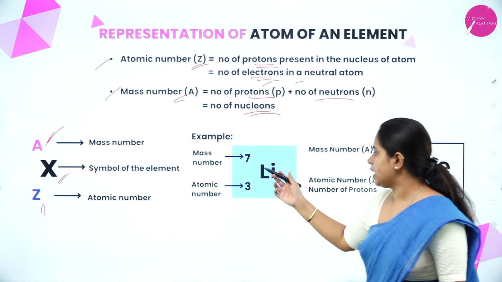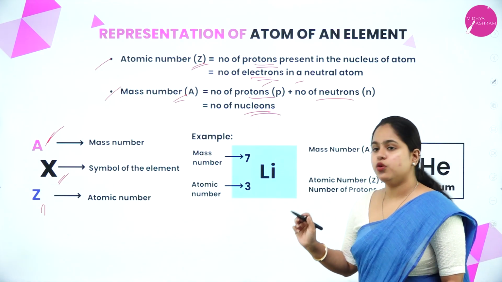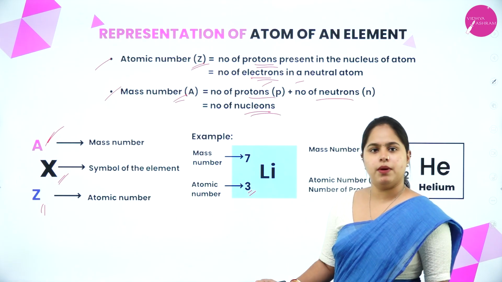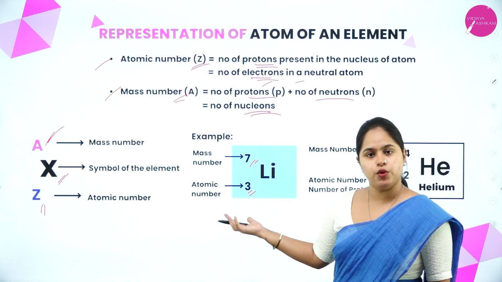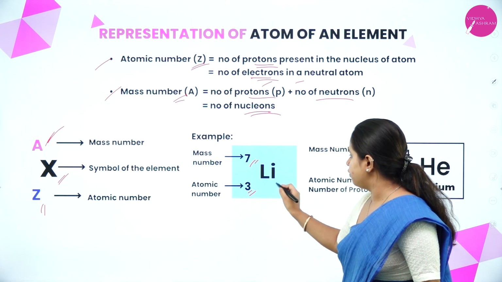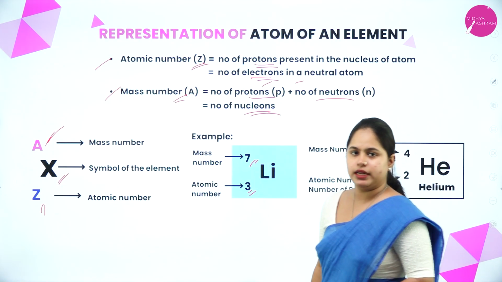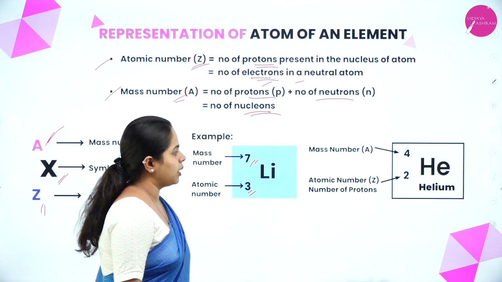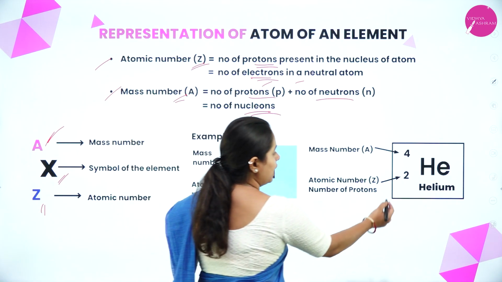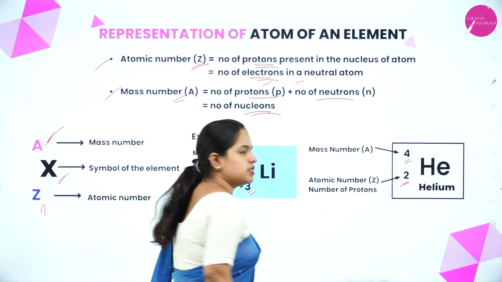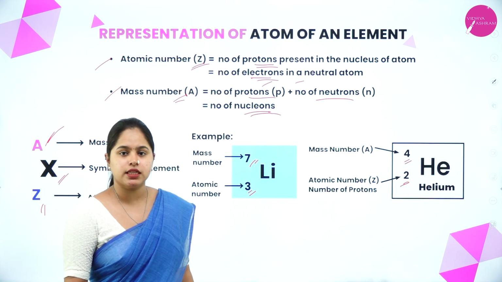Yes, clear. So we can take an example here. Lithium. You know that the atomic number of lithium is 3, right? And the mass number is 7. So this is how you represent this element. The symbol of lithium is Li, then you write the atomic number here and the mass number up here. You can also see the example of helium here. The atomic number of helium is 2 and the mass number is 4. I hope you understood how you can represent the elements.